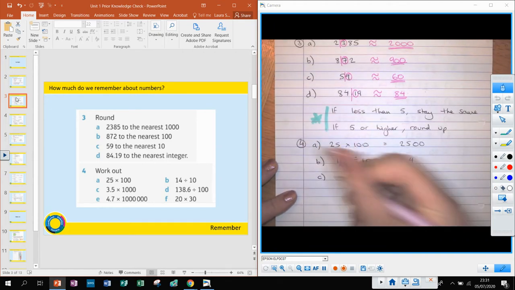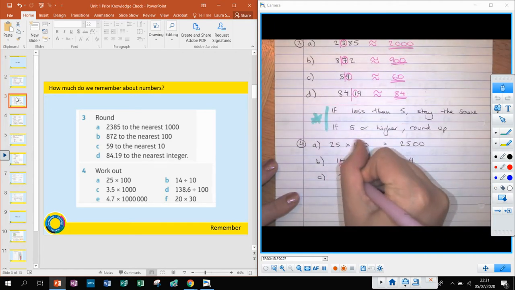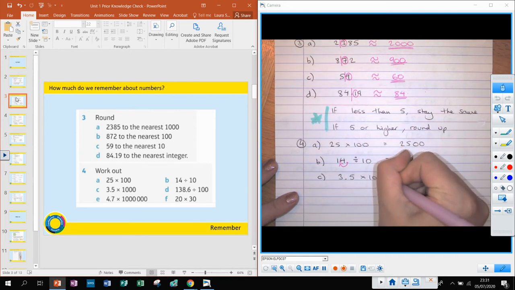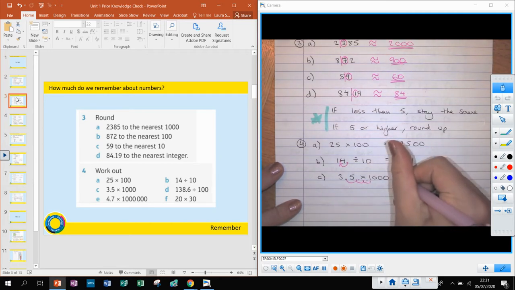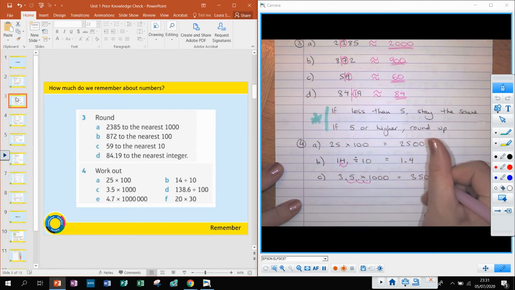Right. Part C. 3.5 times 1,000. Careful. Don't just put 3 zeros on, because actually we have now a decimal place. This is in the tenths. So actually, if you're going to move it to the right by 3 spaces, 1, 2, 3, you'd only have 2 zeros as placeholders. So that is going to equal 3,500.